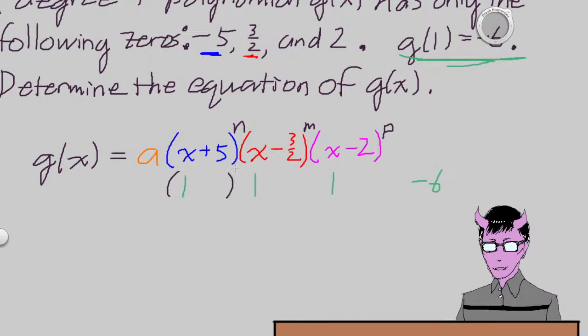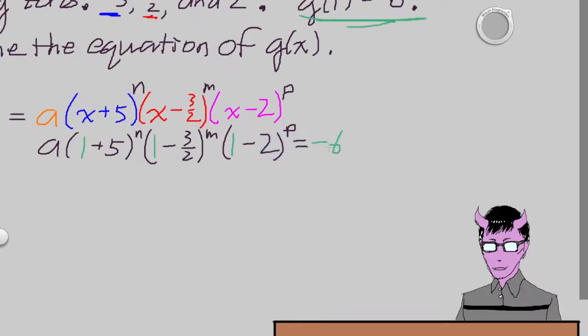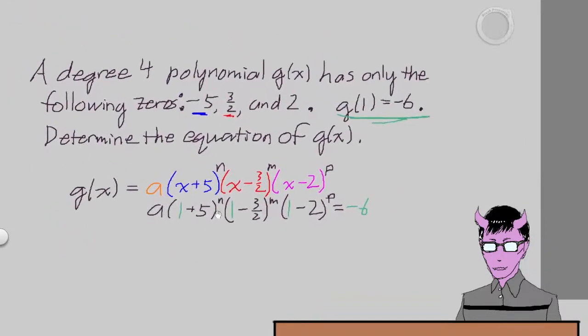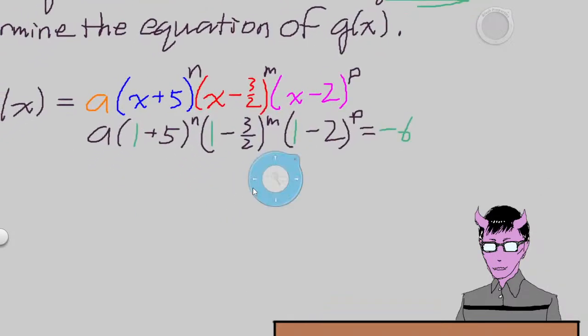So I'm going to change everything back. So 1 plus 5 here. And then this is 1 minus 3 halves there. And that's 1 minus 2 to the power of p right there. And that should, times a, equal -6. Alright. So this negative here could be accounted for from multiple, I feel like this is multiple answers to this situation. Yeah, I don't think this is a well-written problem. Okay, well, we'll try our best.